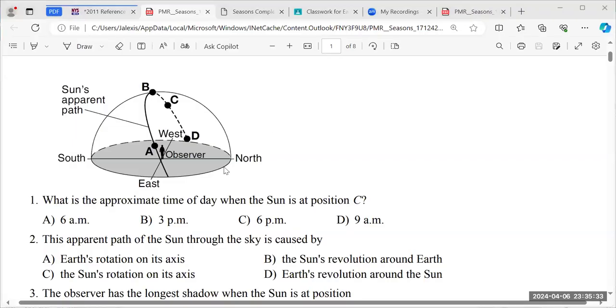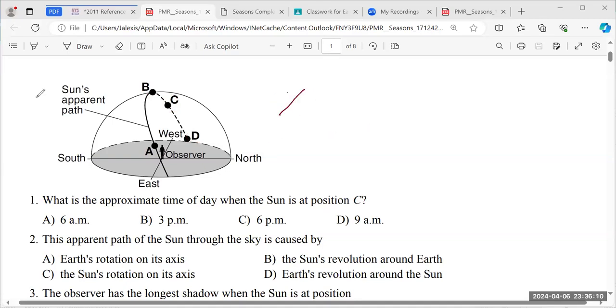Number 2 says, this apparent path of the sun through the sky is caused by. So why is it that we see the sun rising and setting in these different positions? Why are we able to see the sun at different positions throughout the day? Key words, throughout the day. This movement of the sun is all happening in one day.